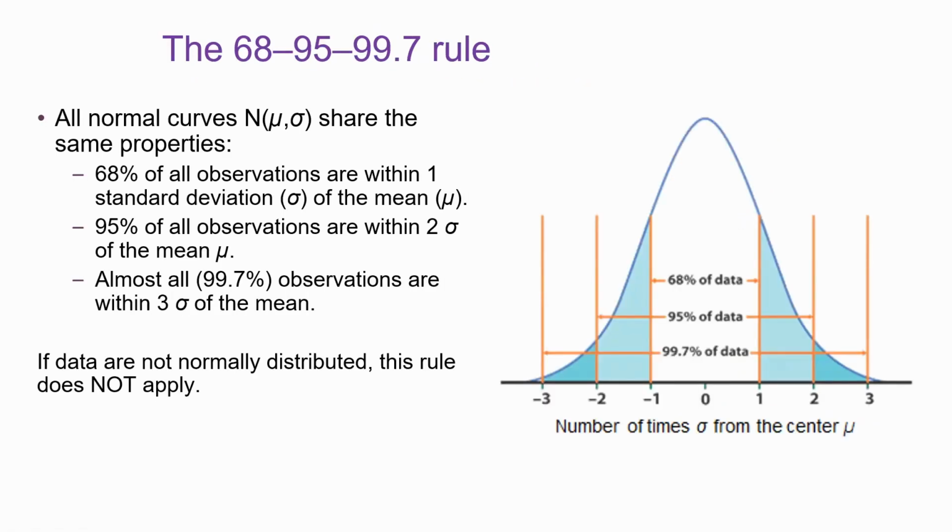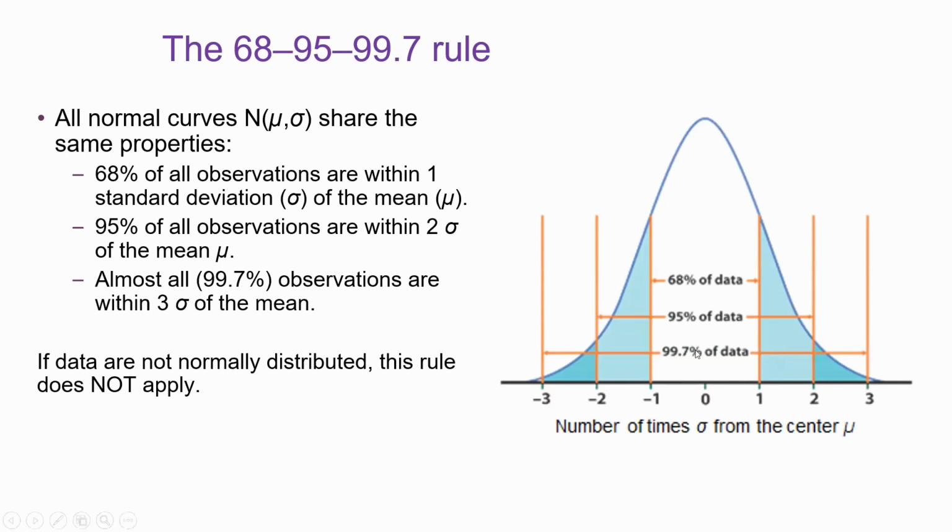Okay, the 68, 95, 99.7 rule. All normal curves share these same properties. And we don't have to do the math of integral calculus. We can just see that it's there. So if you have a population with a mean of 0, and you go 1 standard deviation below it and 1 standard deviation above it, you will get 68% of the data. If you go 2 standard deviations above and below it, you'll have 95% of the data. And if you go 3 standard deviations above and below it, you'll have 99.7% of the data. 99.7%, quite a lot, right?